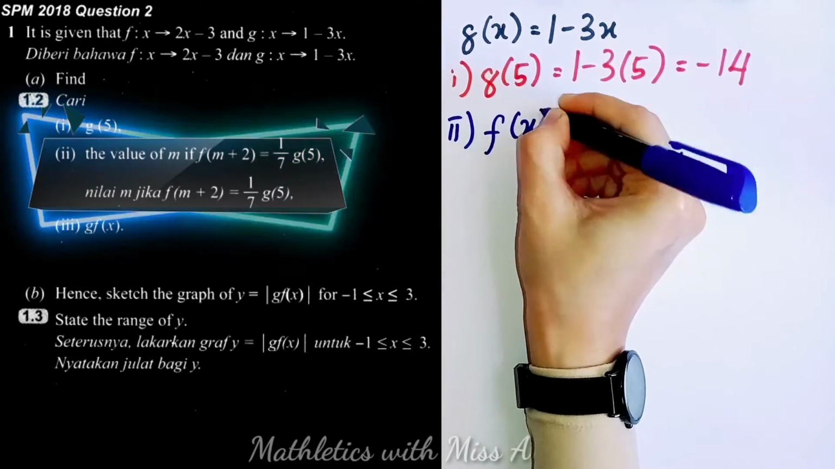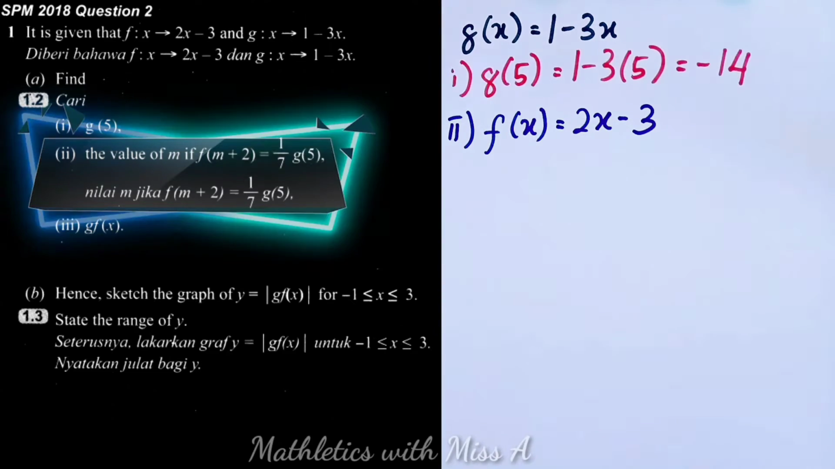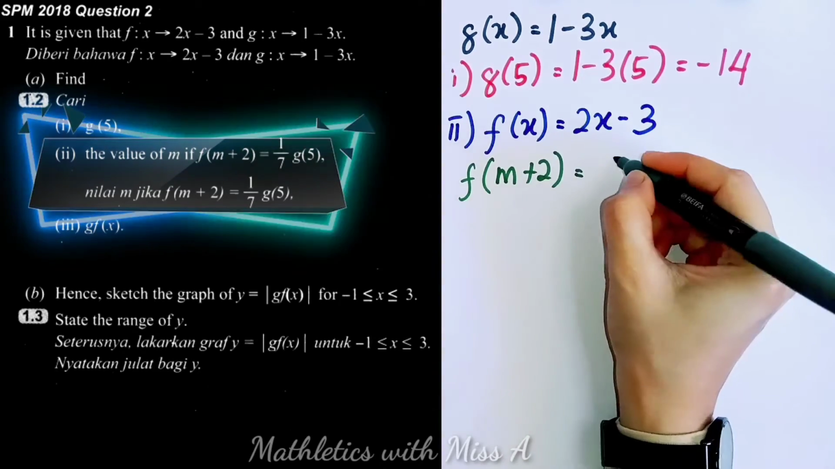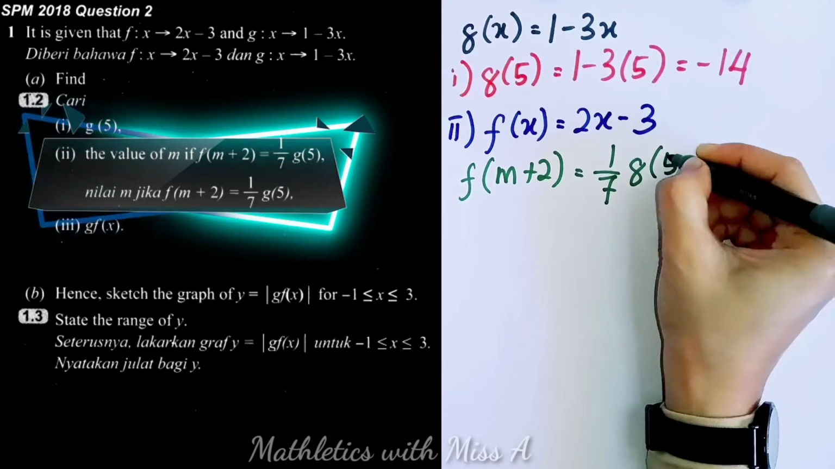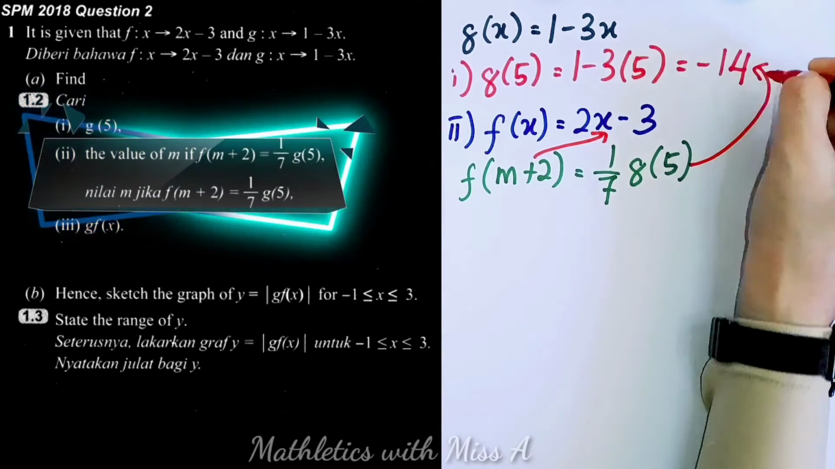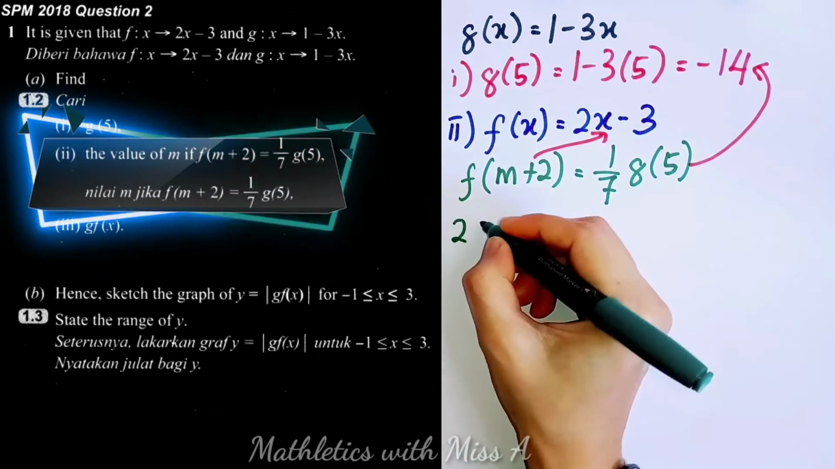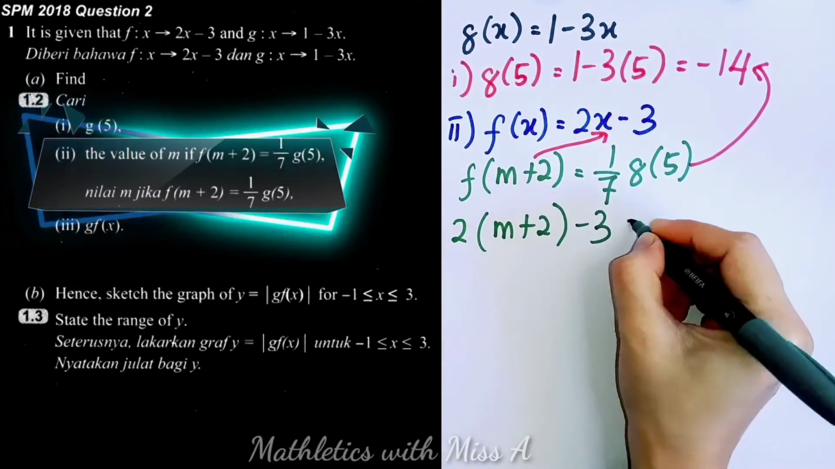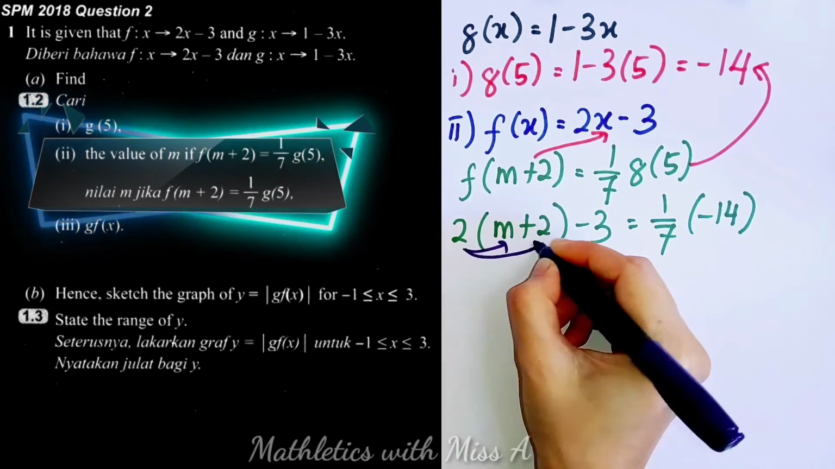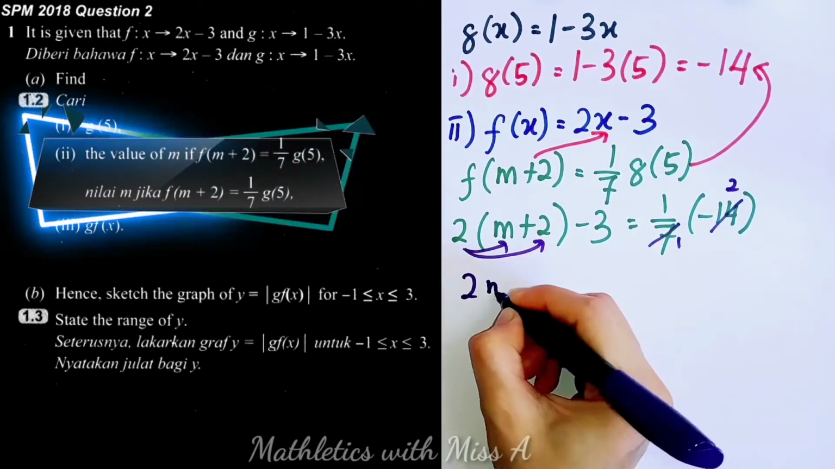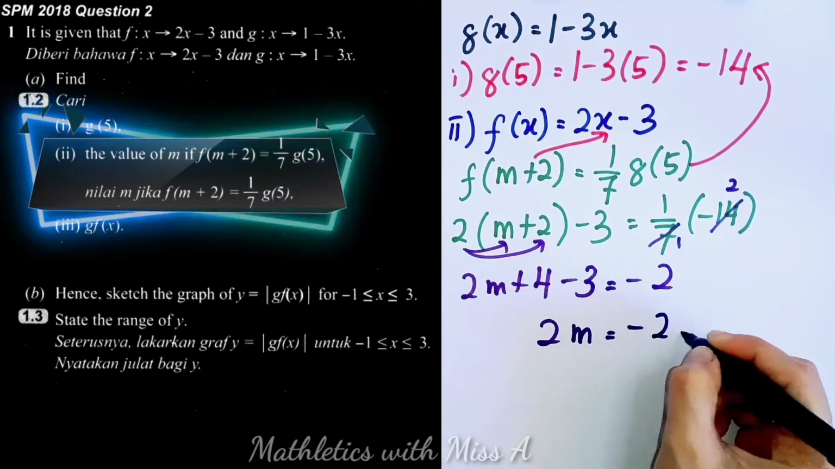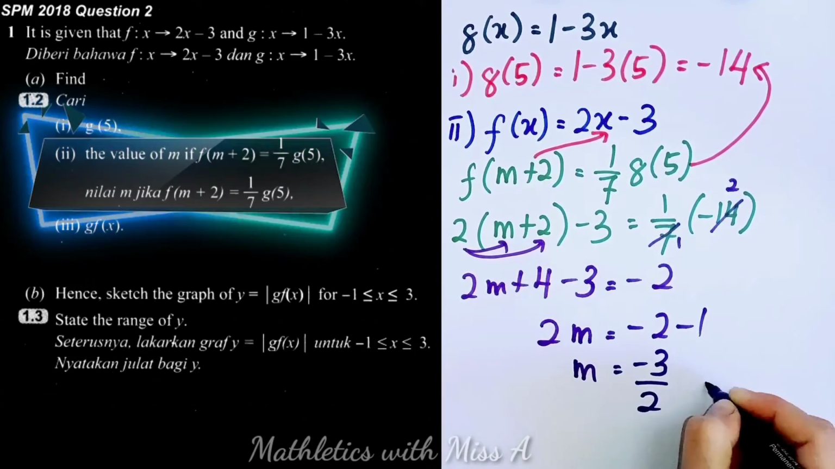f(x) equals to 2x minus 3. So based on the question, f in bracket m plus 2 equals to 1 over 7 g(5). So, masukkan m plus 2 ke dalam x dan g(5) guna jawapan di soalan 1, negative 14. So, 2 in bracket m plus 2 minus 3 equals to 1 over 7 in bracket negative 14. So, expand dan kecilkan. So, 2m plus 4 minus 3 equals to negative 2. So, 2m equals to negative 2 minus 1. So m equals to negative 3 over 2.